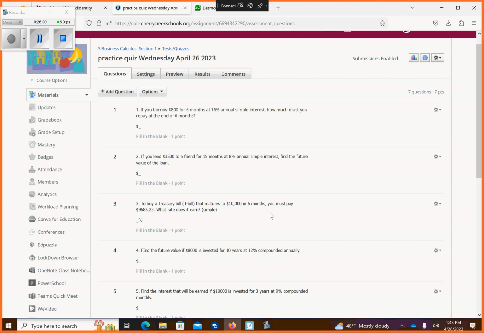The first one for you, if you borrow $800 for 6 months, but I got 854. Well, no, because it's simple interest, not compounded. But if you're putting in $800 for 6 months, $21,000 out of it. It's an unbelievable interest rate. 165% interest. Holy cow.